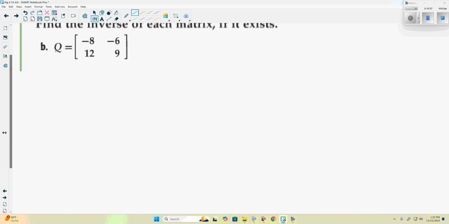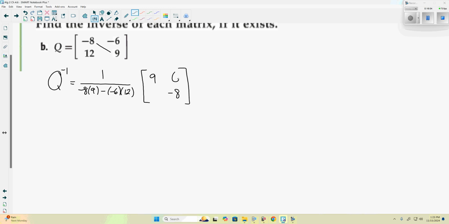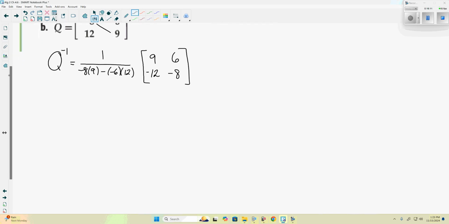So we're told Q is -8, -6, 12, 9. To find Q inverse, we're going to take 1 over -8 times 9 minus -6 times 12. And inside the matrix, we switch the 9 and -8, and we flip the sign of our other 2. So the -6 is going to become positive, and the positive 12 is going to become negative.